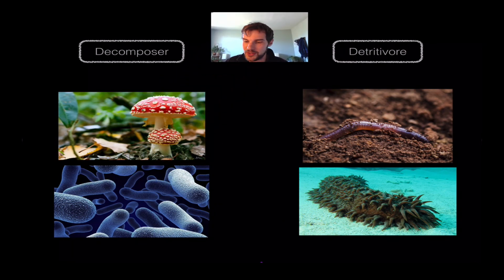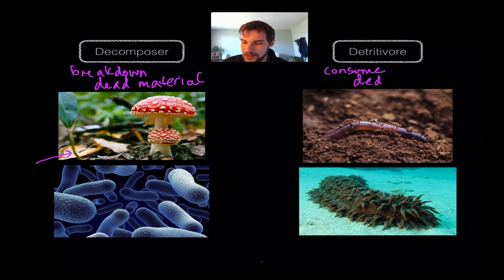All right, and so decomposers and detritivores are important in order to cycle some of the matter. A decomposer will break down dead material. You can see this fungus and bacteria. This fungus will break down leaves and other dead material in order to recycle some of that matter for other organisms. A detritivore instead will consume the dead material.